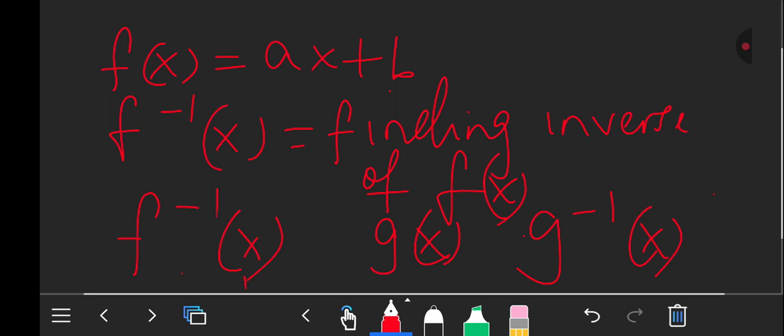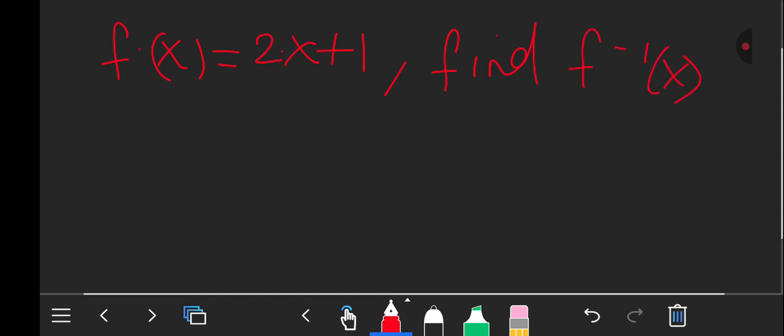Okay? Let's apply this concept. So let's say I have f of x is equal to 2x plus 1. Then I've been told to find f inverse. So find the inverse of x. So how can I find it?